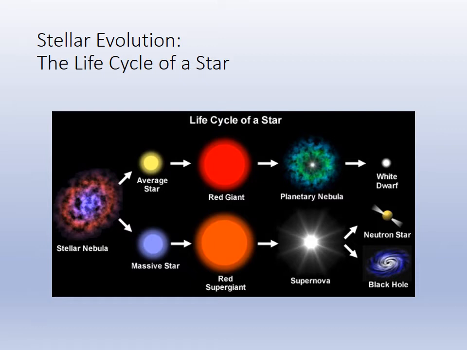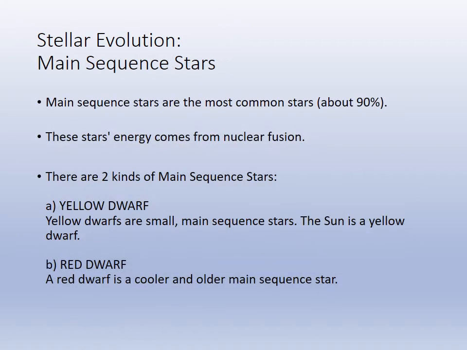Stars, like I said, have life cycles depending on their size. Your average star winds up as a white dwarf after it goes through its life cycle, where a supermassive star could become a neutron star spinning really fast and emitting radiation, or the supermassive, the largest of the large, would form a black hole. So main sequence stars are the most common. That's the sun. We happen to be a yellow dwarf.